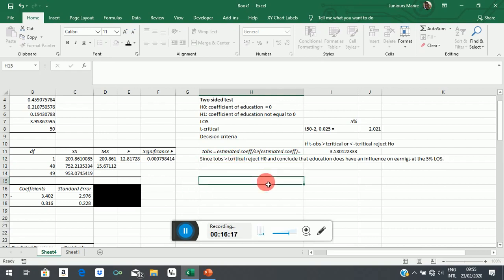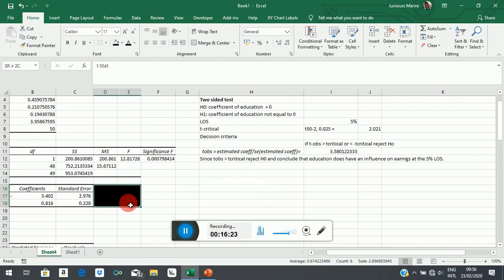Okay, so you have confirmed that education really has an effect on the level of earnings, because you had said education has no effect at all, but now you are rejecting this claim, because the evidence you found from the test says that it has an effect.